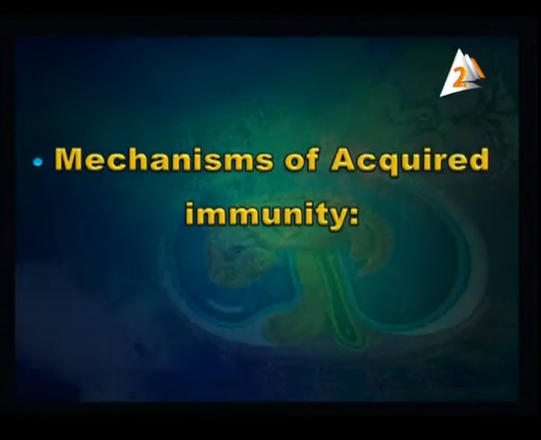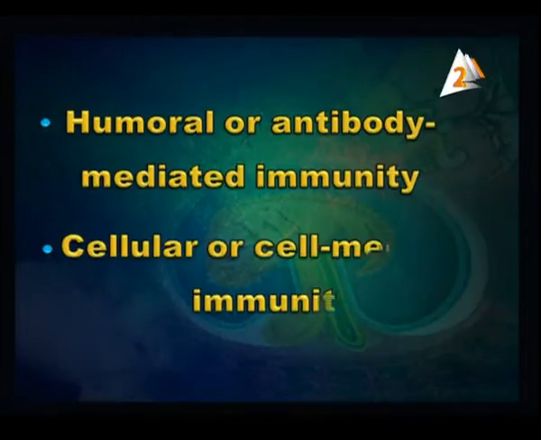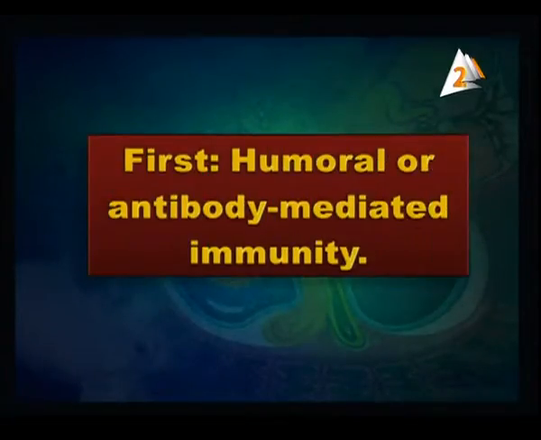Mechanism of acquired immunity takes place as follows. The acquired immunity or the specific immunity is done through two separate mechanisms that are actually interconnected with each other. These two mechanisms are the humoral or antibody mediated immunity, and the second one, cellular or cell mediated immunity. So what is the humoral or antibody mediated immunity?